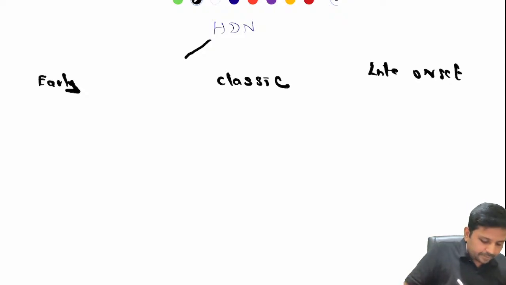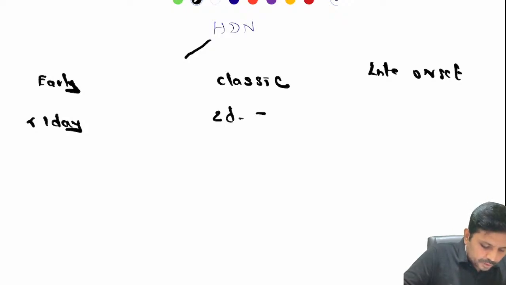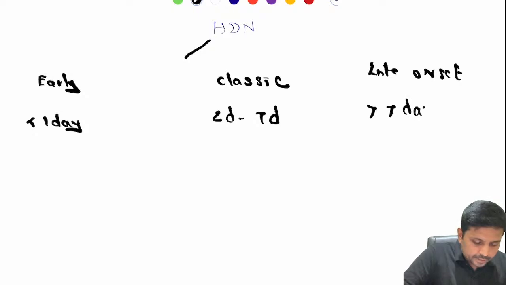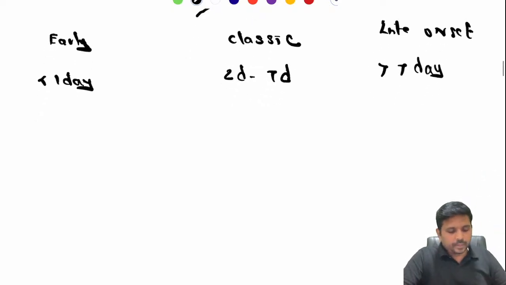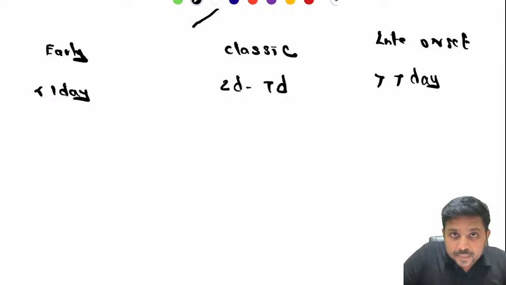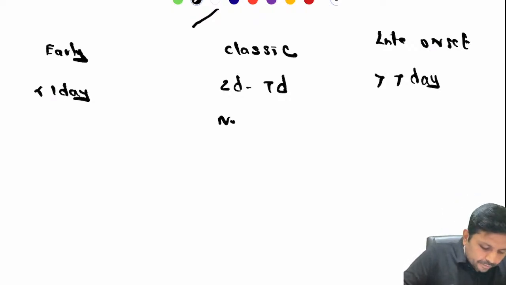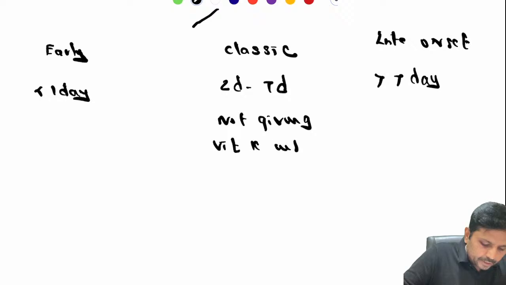Early means manifesting within the first day. Classic HDN means 2 days to 7 days. Late onset means more than 7 days. That is bleeding. The classic hemorrhagic disease of newborn is usually due to not giving the vitamin K injection. That is the cause.